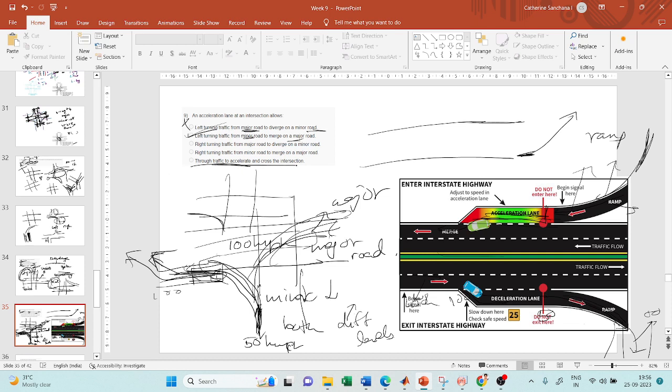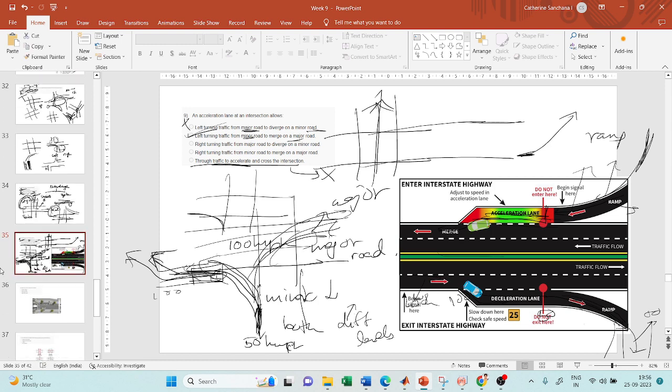Through traffic to accelerate and cross the intersection. This is also not the correct answer. Through traffic is vehicles traveling straight ahead. In an intersection, a vehicle traveling straight ahead is what you will call through traffic, and an acceleration lane is definitely not provided for such vehicles. So the answer to this is left turning traffic from minor road to merge on a major road.